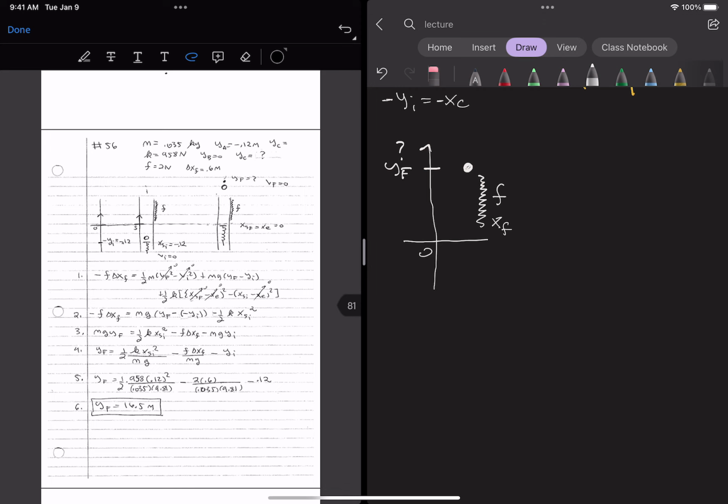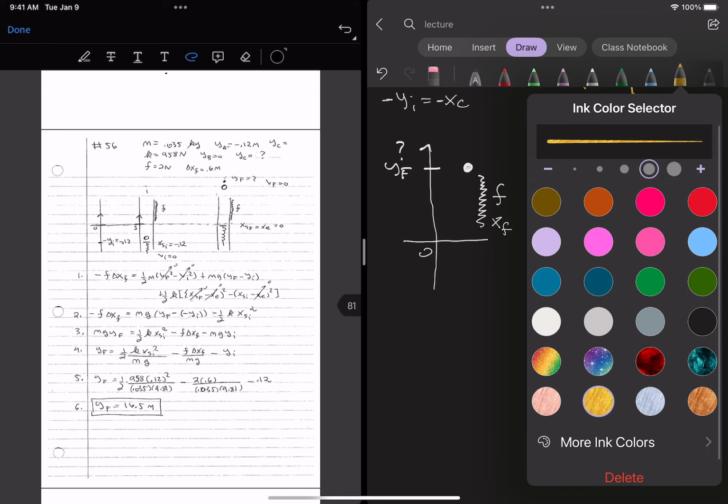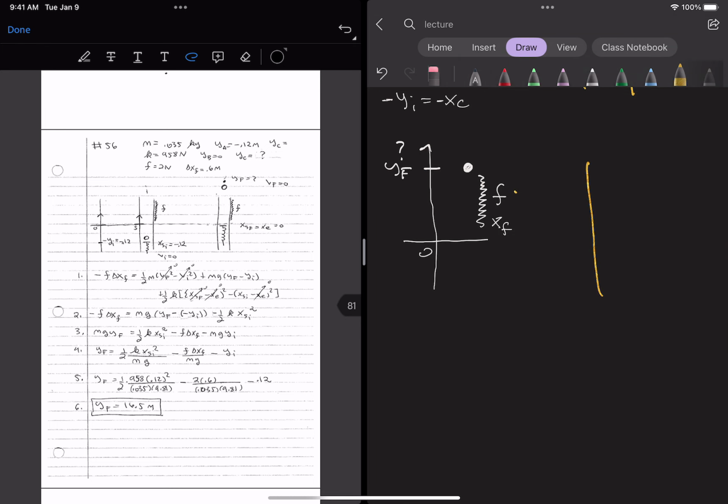So from the spring's perspective, at the final state, it starts off being compressed, but then it just goes back to equilibrium here. So the final position of the spring is 0. And that's it for the spring.